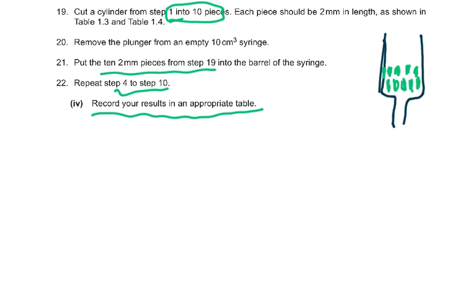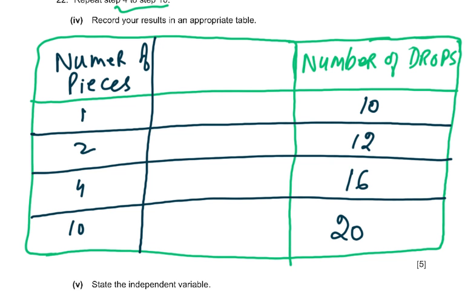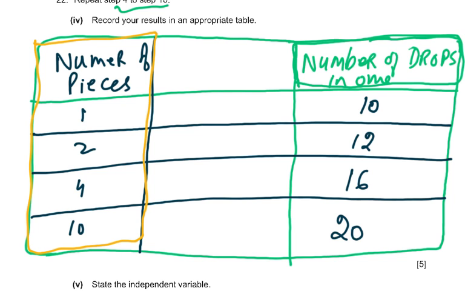Now, the table. As you can see, the table always has the independent variable as the first column. So the number of pieces 1, 2, 4, and 10 I have added in the first column, and the number of drops, this is the dependent variable. I've just cooked up the results. So I said 10 drops with 1 piece, then 12 drops with 2 pieces, and then 16 drops, number of drops in 1 minute. Even if you said number of drops, it was fine. So I have made this up.